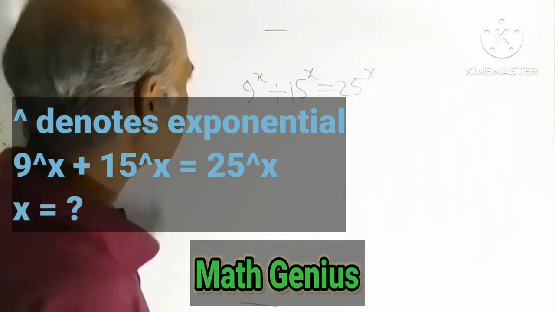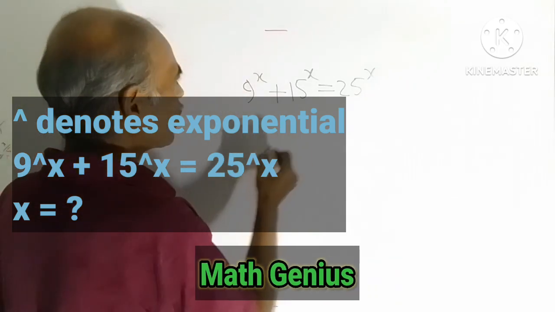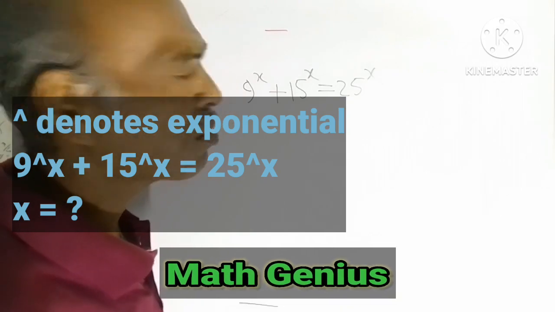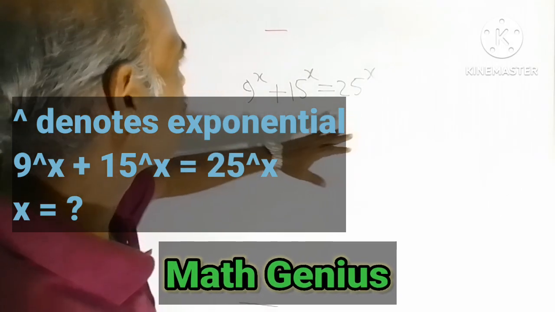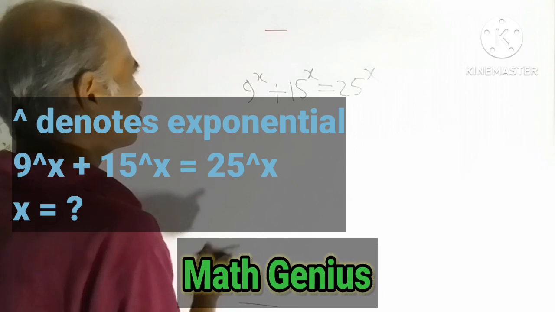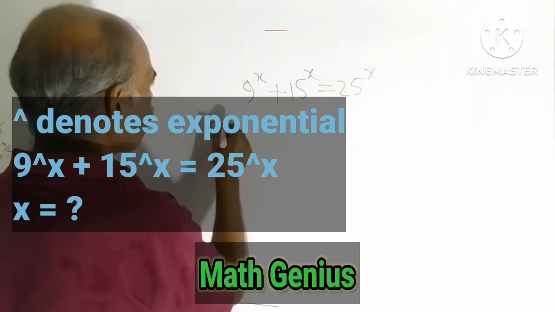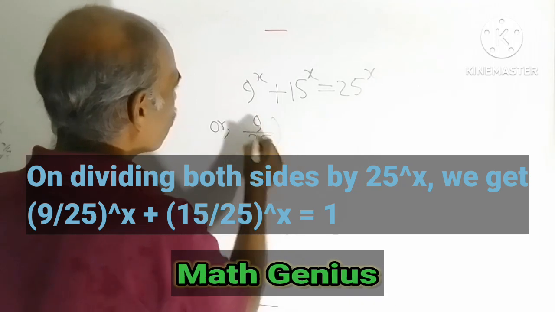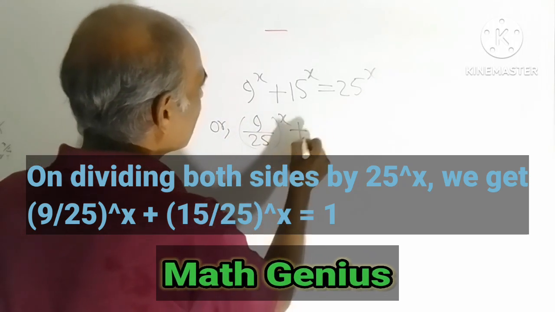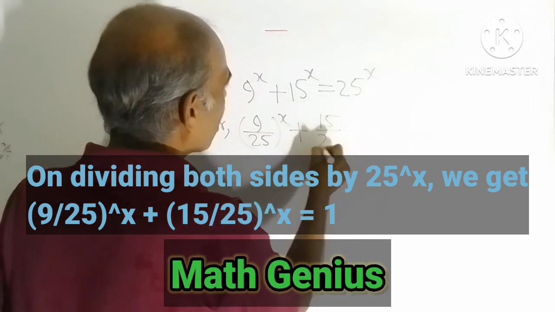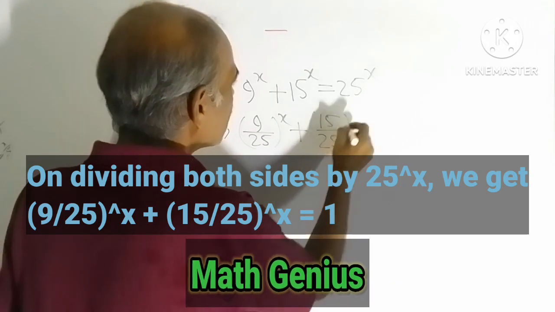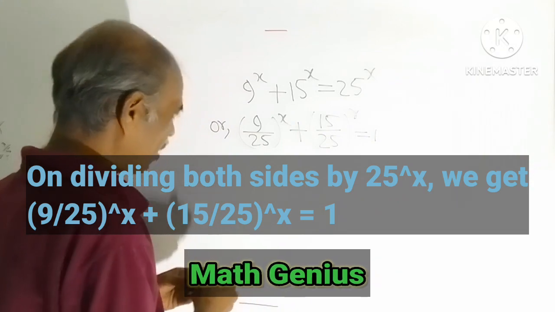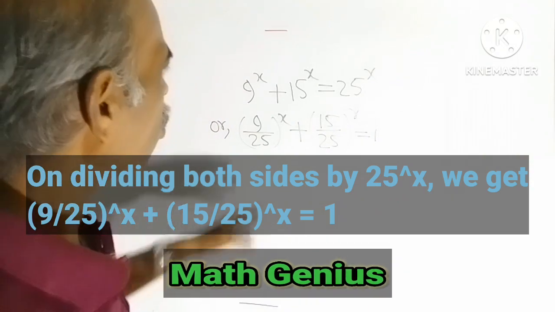Only one variable is there, that is x. So you divide both sides of this equation by the right hand side. Right hand side term is 25 to the power x. So divide both sides by that term. So what you are getting here, (9 by 25) whole to the power x, and here (15 by 25) whole to the power x is equal to 1. Okay, this thing we have got.